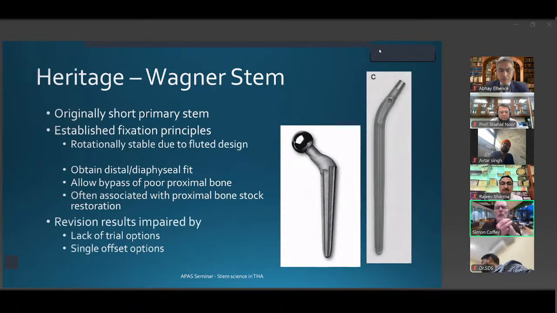However, the early Wagner stem revision results were impaired because there was a real lack of trial options initially, and the stem was delivered only in a single offset. So this is where the modern revision stems were at least conceptualized and subsequently have been improved.